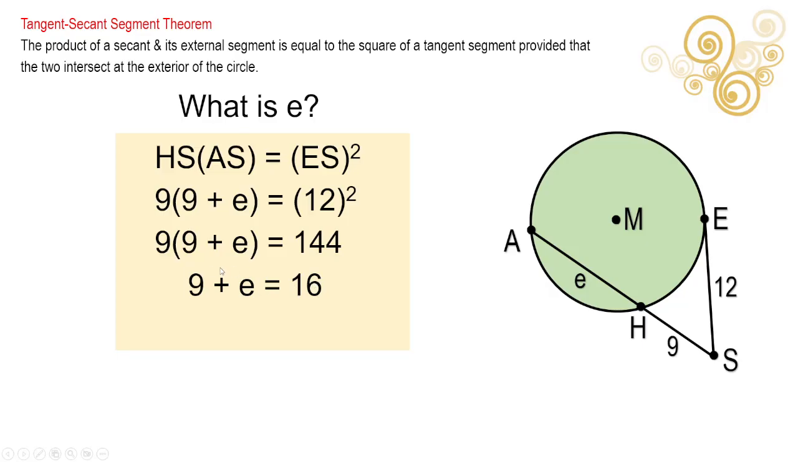So let's move forward. I can transpose this here. That's minus 9. So E here is actually 7. So is it true? So 7 and 9. So 7 plus 9, 16 times 9. Yes, 144. And 12 squared is also 144. So that confirms that E, class, must be 7 for the theorem to be true for this example, since we have here a scenario of the tangent-secant segment theorem. And that's just it, class.